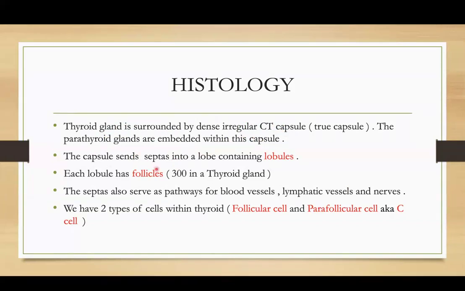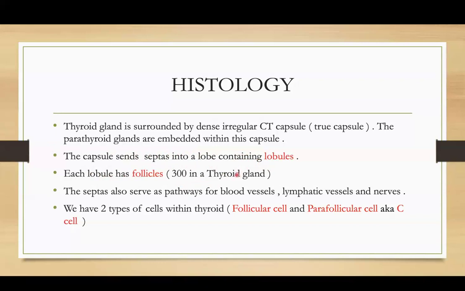The capsule sends septas into a lobe, and then it makes lobules. I don't know what it's containing here. That's a mistake for me. But it basically sends these septas into the lobe and divides the lobe into lobules. And then each lobule has follicles, right? So there's 300 follicles in a typical thyroid gland. So a whole thyroid gland has 300 follicles.